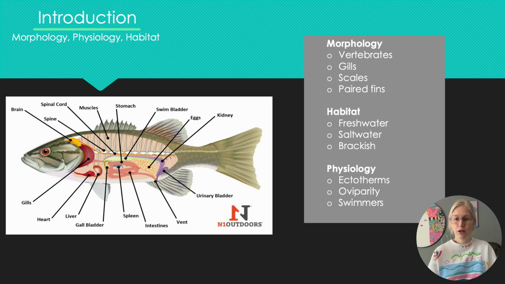Onto morphology, physiology, and habitat. There are some really typical things that we think of when we think of fish. Probably like the body form you're seeing here on the left, where they have dorsal fins, pelvic fins, anal fins, caudal or tail fins. We've got gills, these guys have scales, they're swimming in freshwater, saltwater, or brackish water where the two meet. They're largely ectotherms and they are egg layers. But there are exceptions to every single one of these defining characteristics.